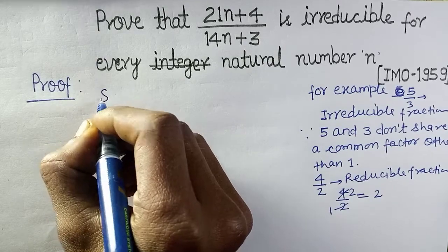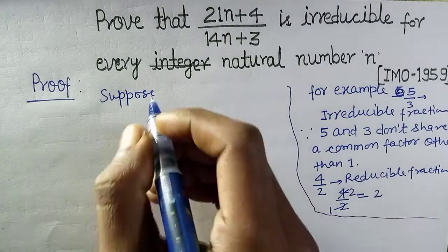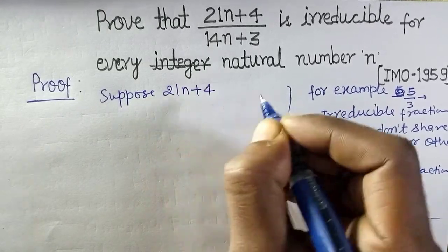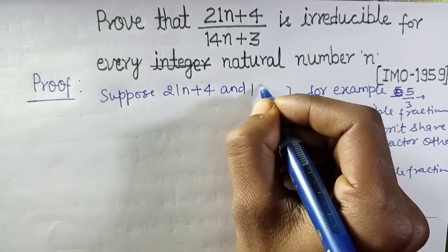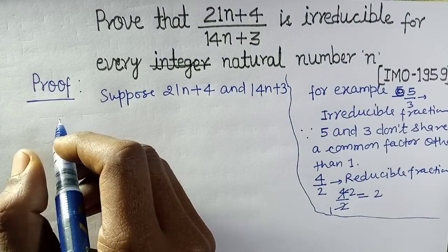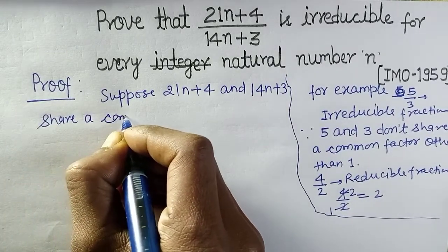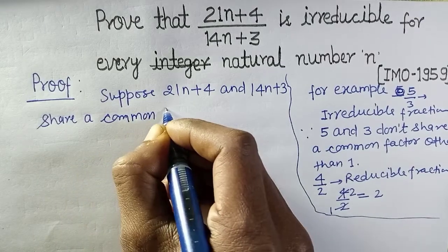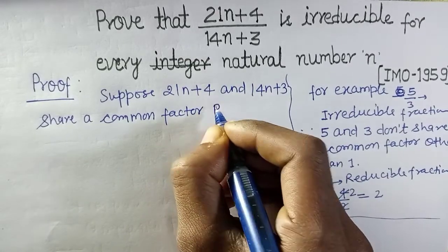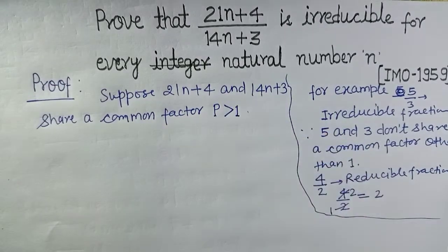So suppose 21n + 4 and 14n + 3 share a common factor p. Let p be greater than 1.